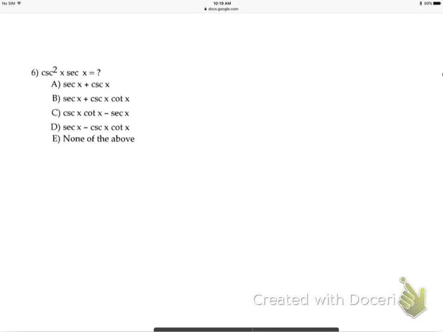6. Okay, so cosecant squared times secant. Now, what did I suggest? What should you do first on this one? Sines and cosines. Good, Ajane. Yeah, make it sines and cosines, right? When they give you weird functions, cosecant, secant, cotan, just make it sines and cosines. So, all right, so cosecant squared, what is that in terms of sines or cosines?